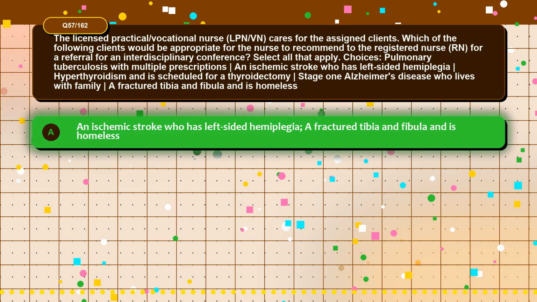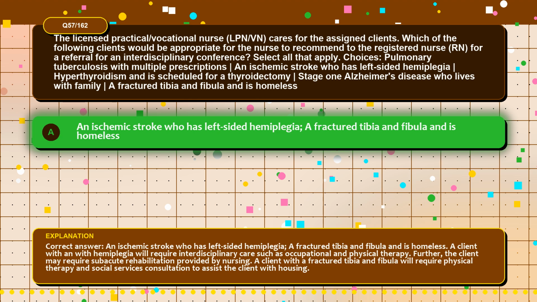The correct answer is option A, an ischemic stroke who has left-sided hemiplegia, a fractured tibia and fibula and is homeless.